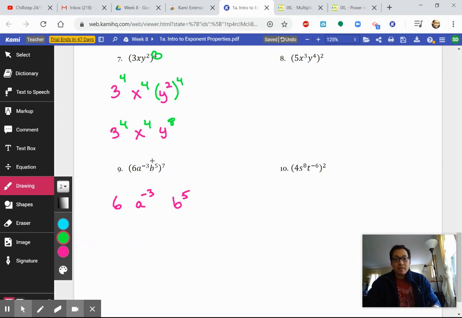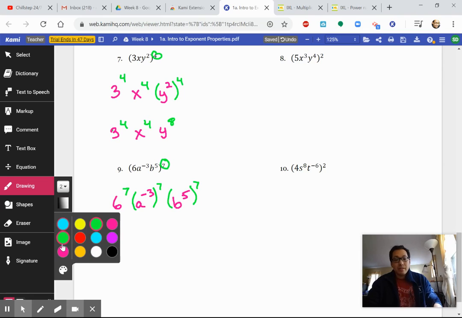Okay, so same thing though. They're all getting a power of 7 that's outside the parentheses. So 6 is going to get a power of 7, this is going to get a power of 7, and this is going to get a power of 7. And every time we have a power raised to another power, we multiply the powers. So this is going to end up being negative 3 times 7. 5 times 7 is going to be the power here. The power over here is just 7.